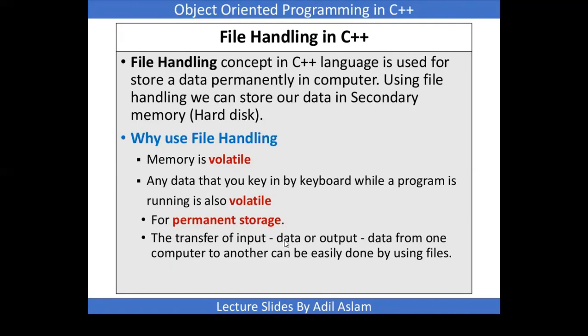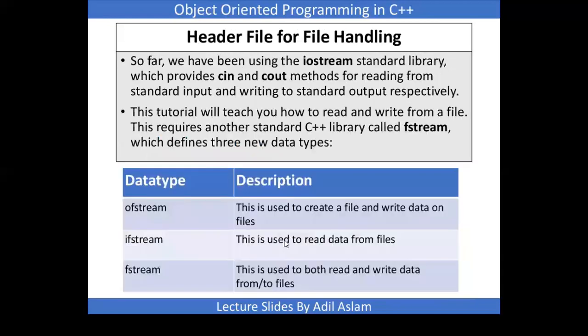And why do we do file handling? Because memory is volatile in nature. Any data that you type with the keyboard while in a program is volatile. But for permanent storage, we can easily transfer the inputted or outputted data from one computer to another by using files. So that's why we use files to input the data and to store the data.